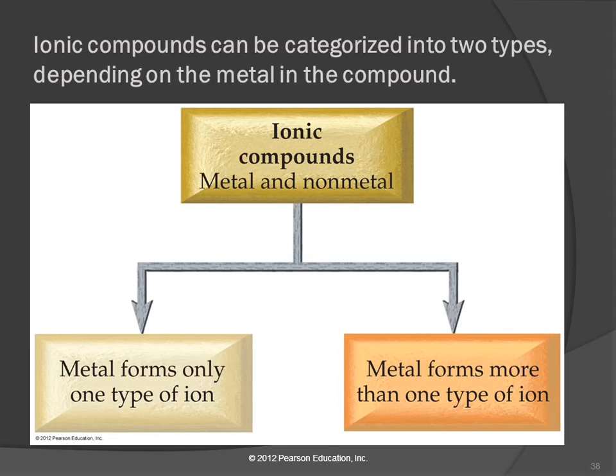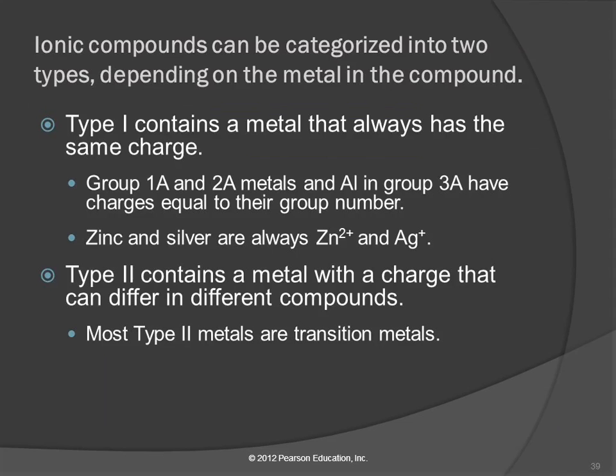Your book talks about two different categories of ionic compound. There are those containing metals that form only one kind of ion, and those are the ones we've learned about so far. Group 1A metals form +1 ions, always. Group 2A, +2. Group 3A, +3. The other metals, besides zinc and silver, form more than one ion. Iron can be +2 or +3, and so we have to add a little bit to the name for those guys.